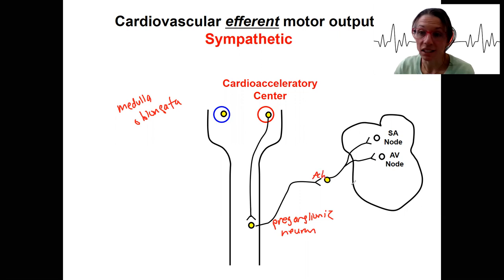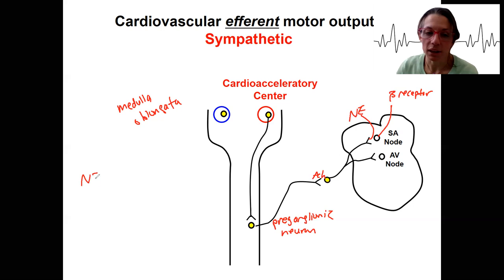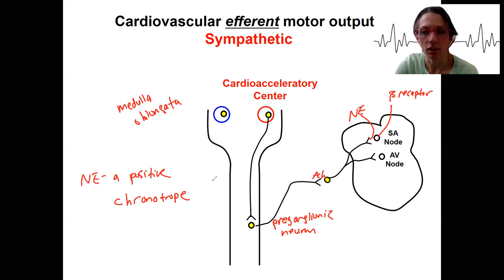This is going to be ACh binding to nicotinic receptors. This, right, is going to be norepinephrine primarily, binding to beta receptors within those nodes. Norepinephrine is going to be a positive chronotrope. So is epinephrine. Norepinephrine is the main neurotransmitter released, as opposed to from the adrenal medulla. That's going to be our norepinephrine and epinephrine.